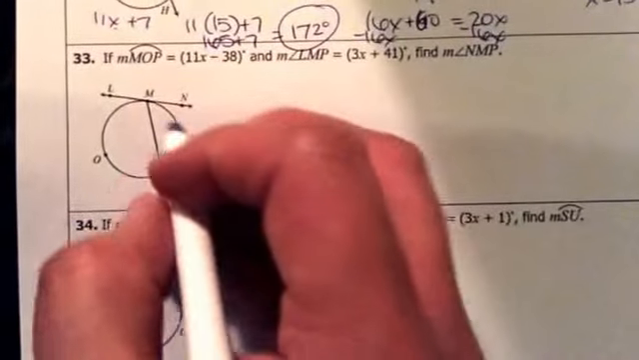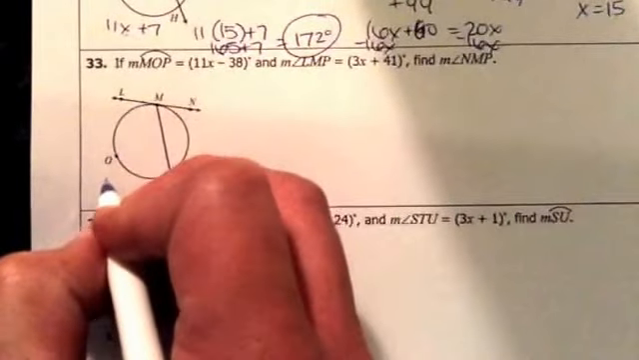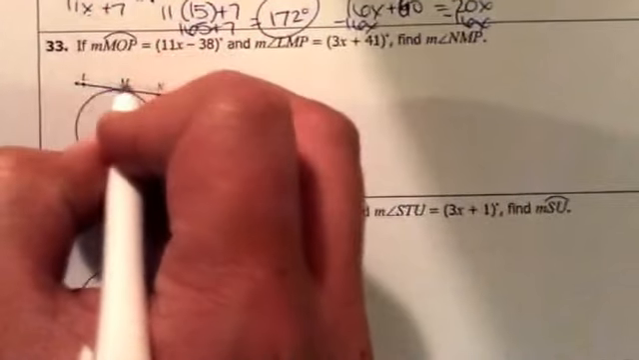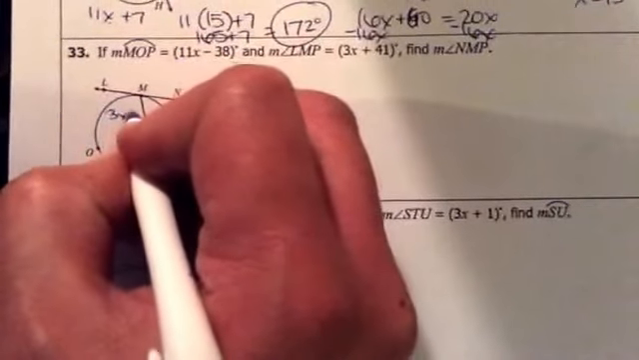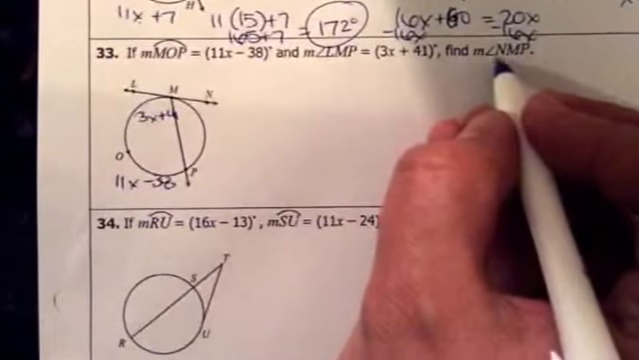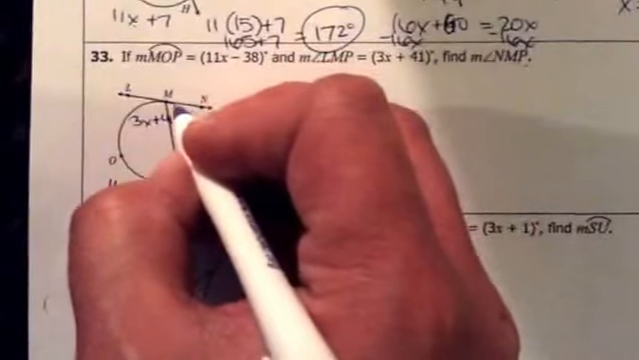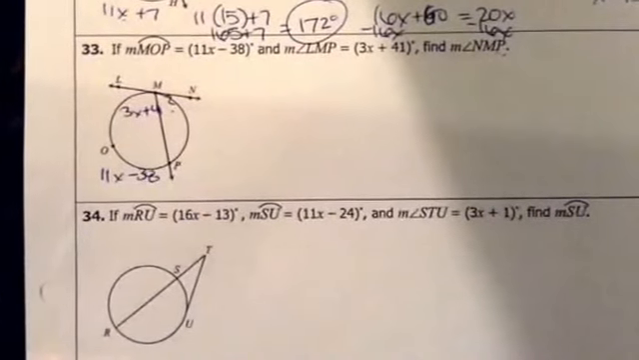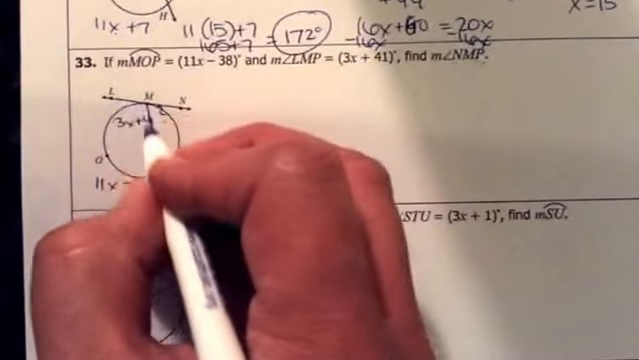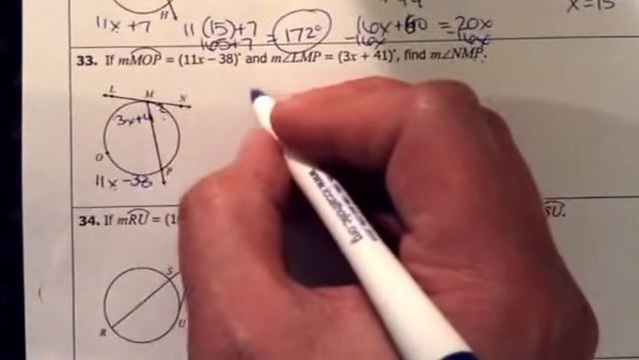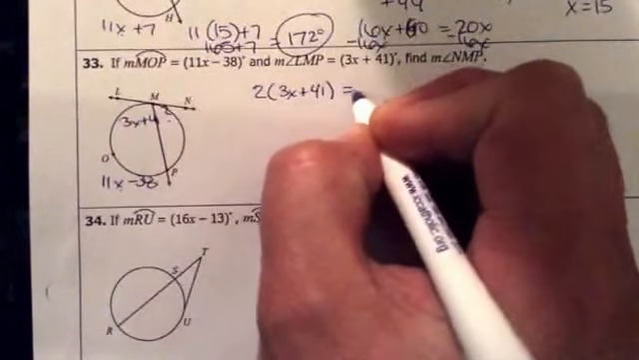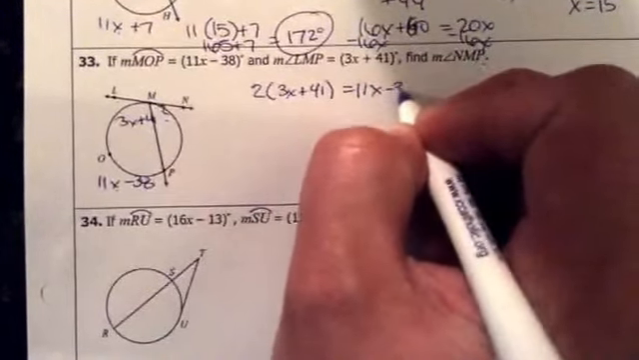Looking at my next problem, MOP, the arc, is 11x minus 38. Angle LMP is going to be 3x plus 41. And they're actually looking for us to find NMP, which is this angle over here. So what we need to do is realize that this is an inscribed angle, so taking this angle times 2 equals this arc. So I have 2 times 3x plus 41 equals 11x minus 38.